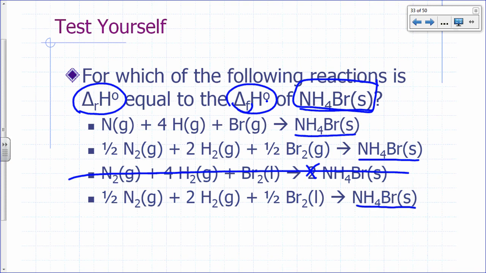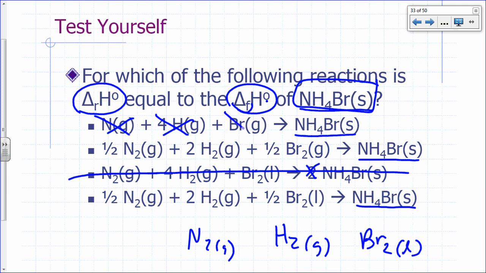What's the standard state of nitrogen? Diatomic gas, so it can't be this one. All right. What's the standard state for hydrogen? H2 gas, so it can't be this one. What's the standard state for bromine? Diatomic liquid, so it can't be that one, right? So this one's wrong.